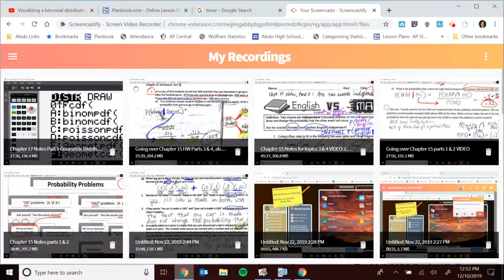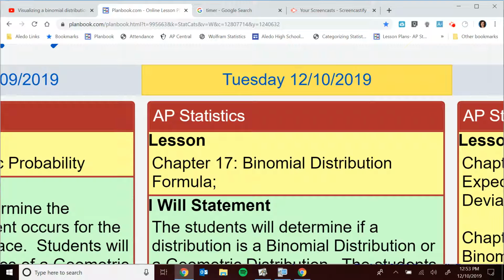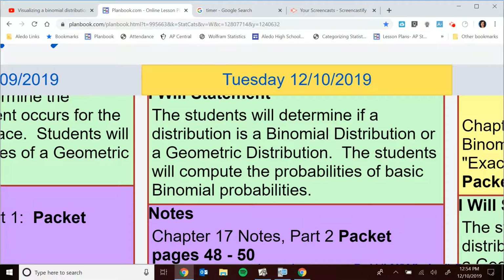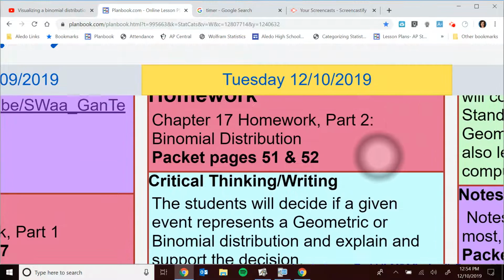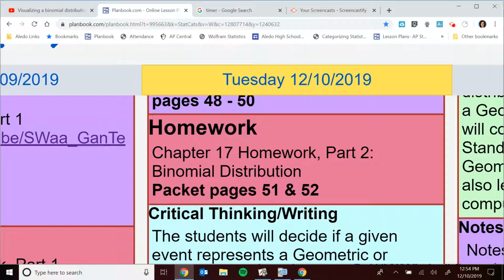All right. So we're going to do the second part of this chapter. It's on binomial distribution. So we got a big chunk of new stuff today. And then tomorrow I won't be here, and so you'll have that video for that. Now, the assignment that goes with this is pages 51 and 52.